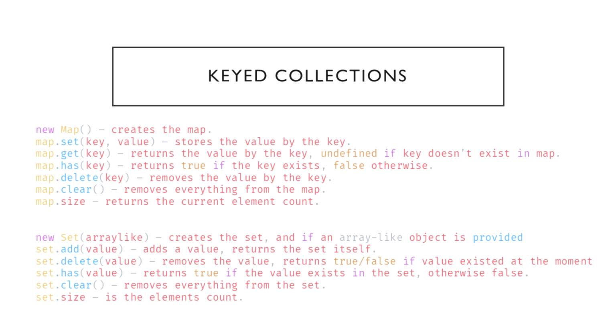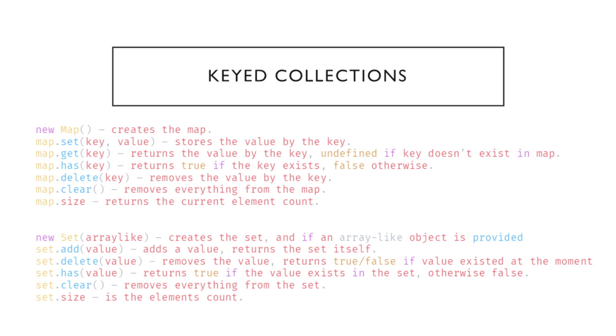Okay, so the last topic of this course is keyed collections. Now, this is a pretty advanced topic, so I'm not going to get into much detail, but I want you to just get familiar with the data structures Map and Set found in JavaScript. Now I might be calling them data structures, but if you were following along, they're still just objects under the hood. So let's start with Map.